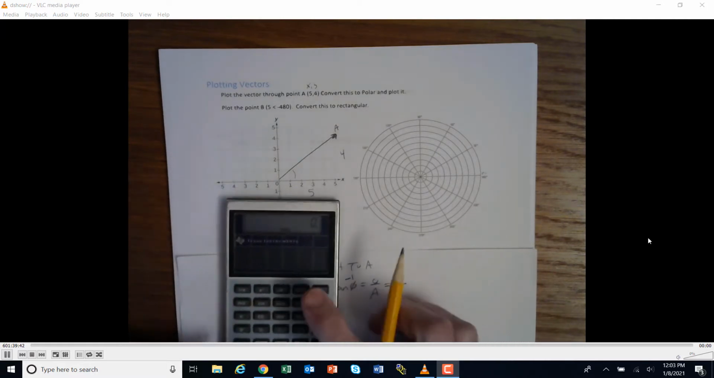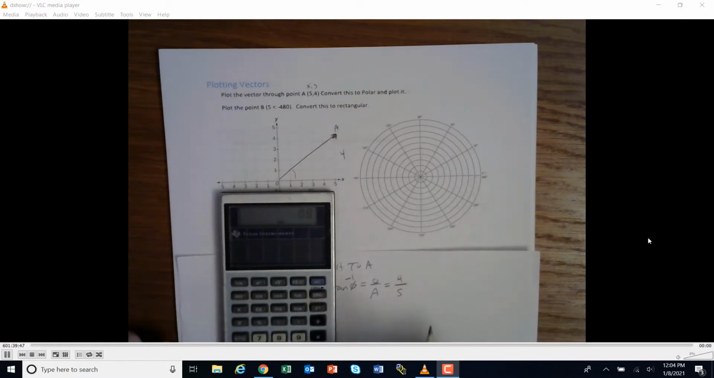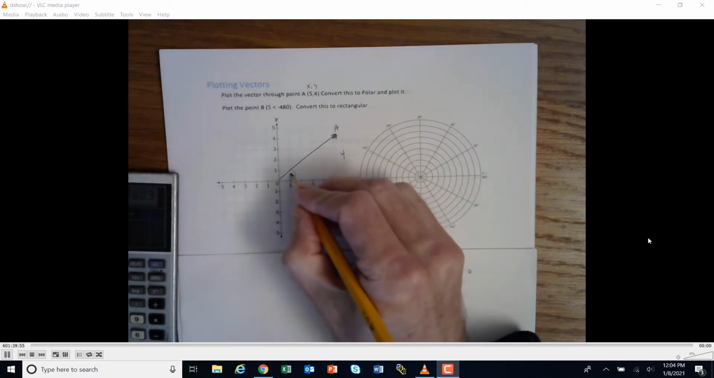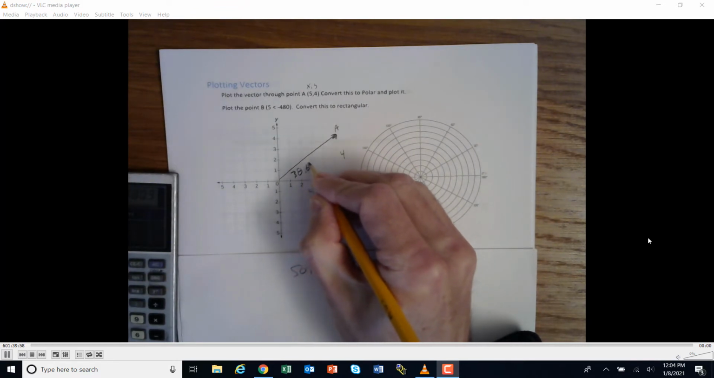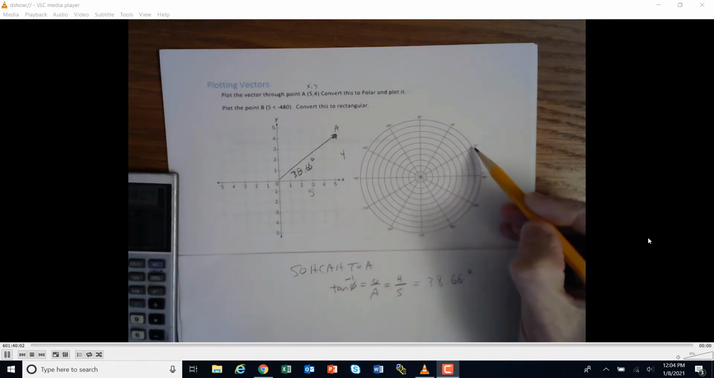So we're going to go 4 divided by 5 equals, and we're going to do inverse tan, and that equals 38.66 degrees. All right, so that's what this is right here. 38.66 degrees. So now we've got our angle here. So this is heading off somewhere here between 30 and 60 degrees, all right?